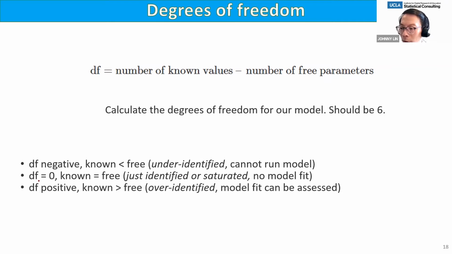Now, the just right scenario is when the degree of freedom equals 0, and that means the number of known values is equal to the number of free parameters. Let's say we had 6 minus 6. That happens actually a lot. If you know, linear regression is a case where the degree of freedom is 0. You have no degrees of freedom to work with. And that's called a just identified or saturated model. That's okay. You can have these models. Linear regression is a perfect example of that, but you can't assess the model fit. The fit is as good as it can be.